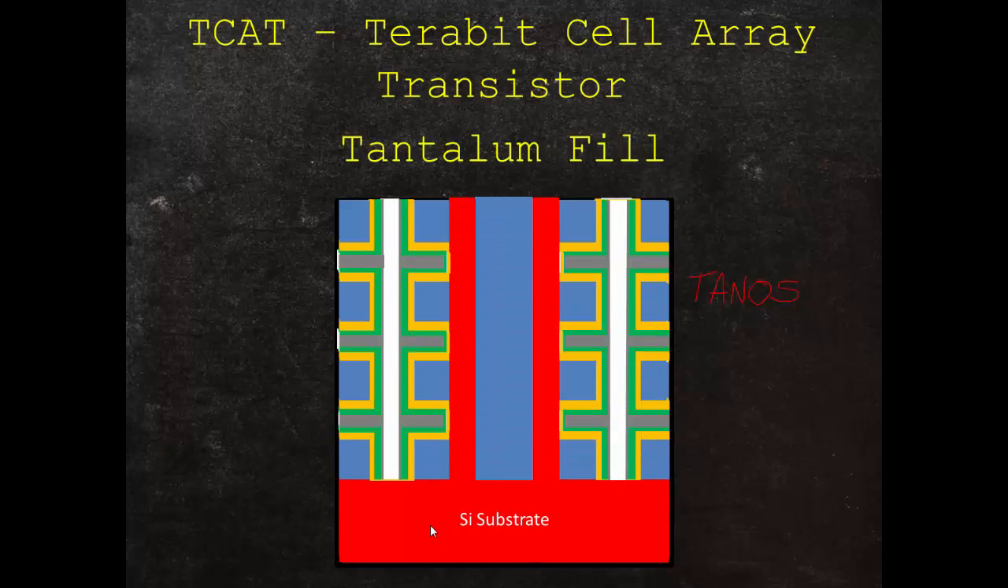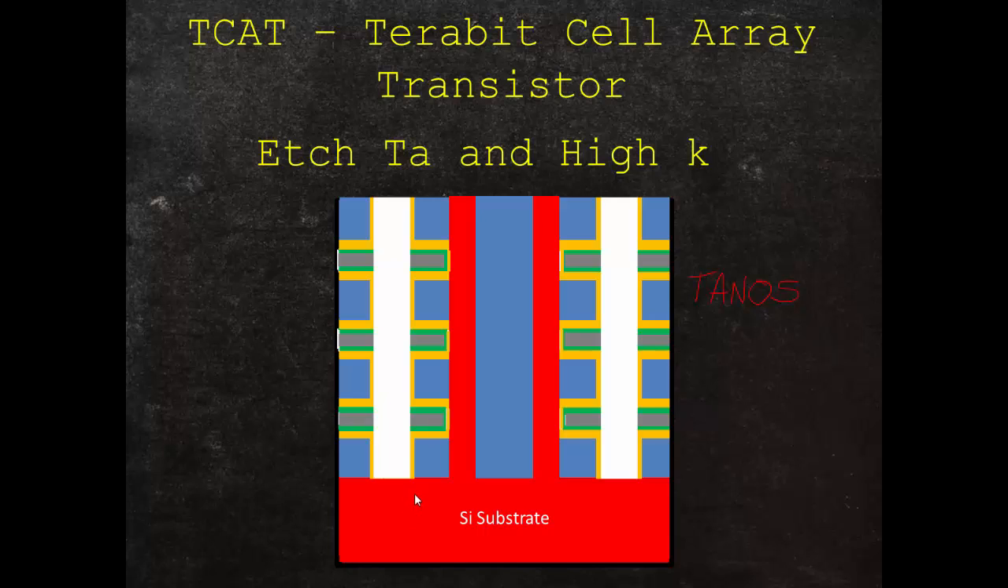Now, once the tantalum nitride is in, it will be etched out of the slit so that it's removed, and the alumina is removed from the surfaces of the fins. So we etch the tantalum and the high-K, and what we're left with is a central column that is now a string of vertical NAND TANOS transistors. So we notice that in TCAT we built the gate last, whereas in BiCS we built the gate first.